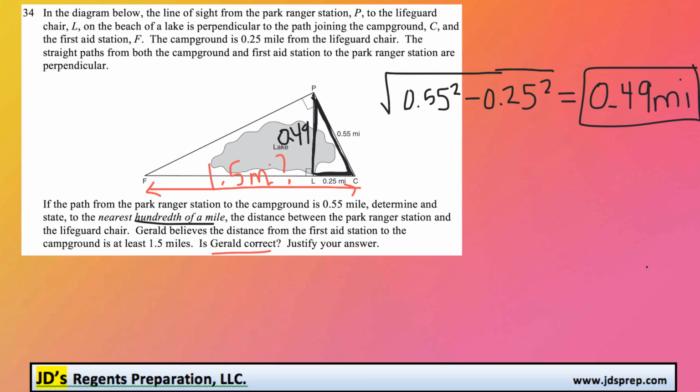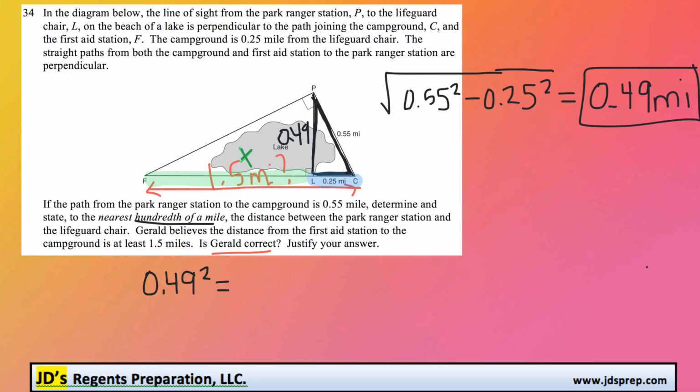We just figured that out from the first part of the question. And the altitude on hypotenuse theorem states that our altitude squared, so 0.49 squared, is going to be equal to the green distance here multiplied by the blue distance here. Now that green distance we don't know, so I'm just going to label it as our x.